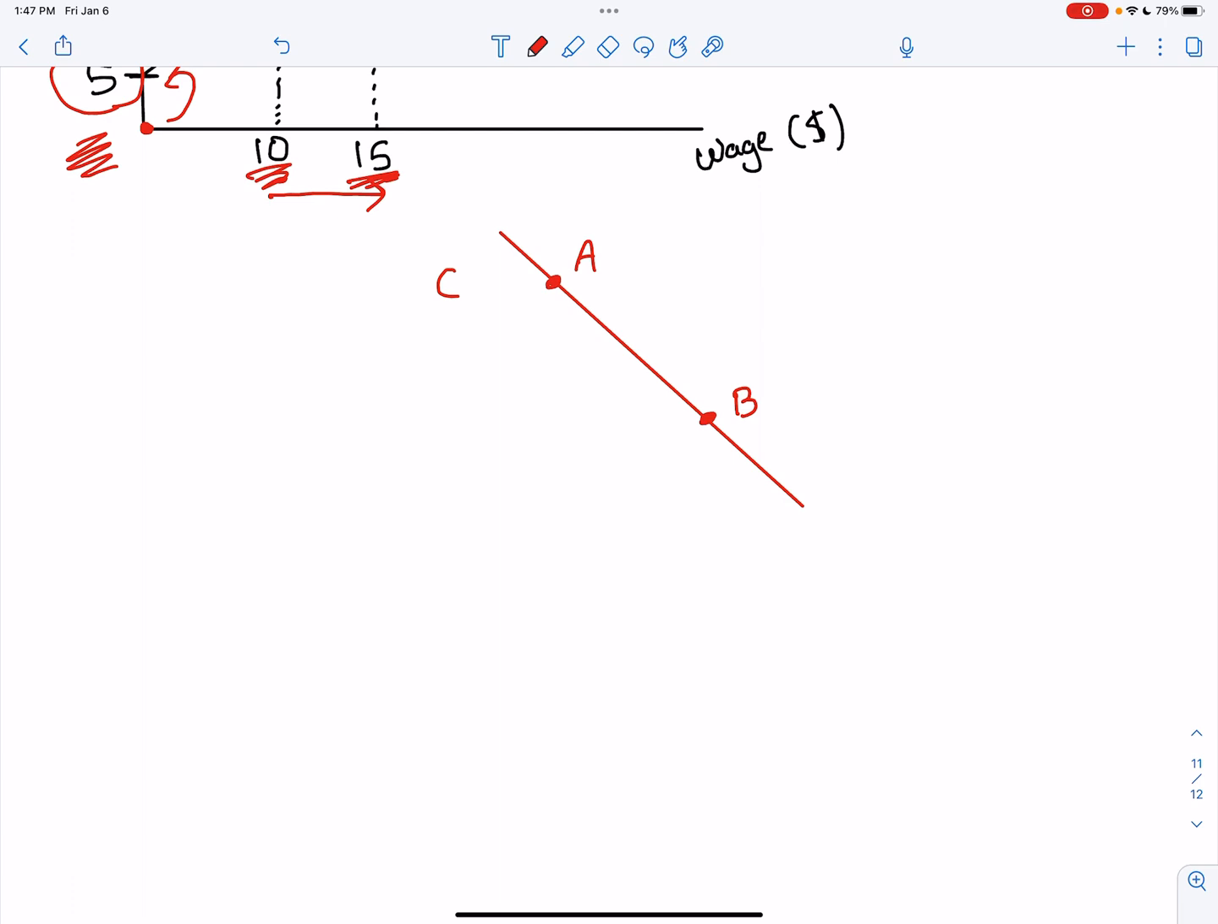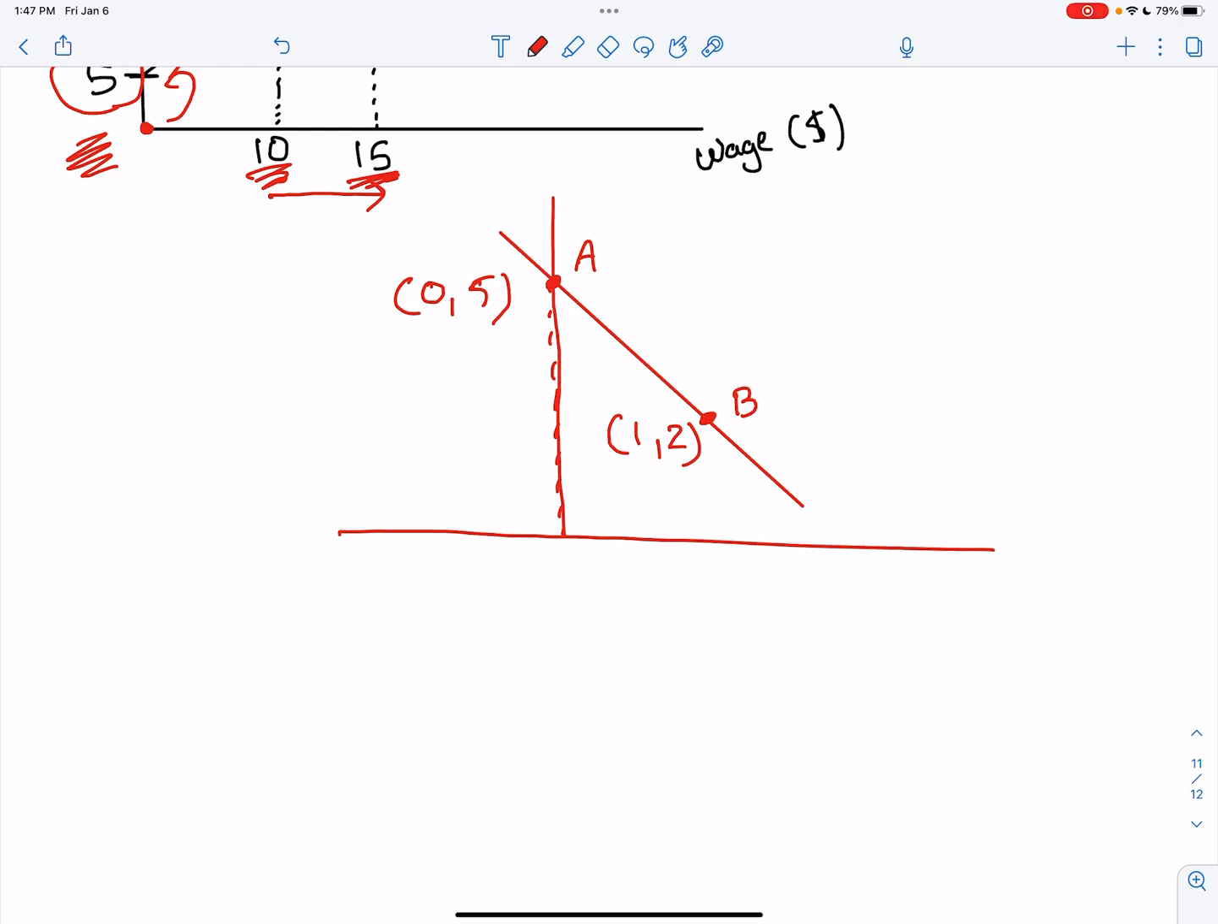So with our downward sloping line here, let's say point A were (0, 5), and then point B were (1, 2). So this would mean that this was 0 here on the x-axis, this here is the y-axis, this would be 5 up here, and then this would be 1 down here and 2 up there. Now let's say we wanted to calculate the slope of this line.